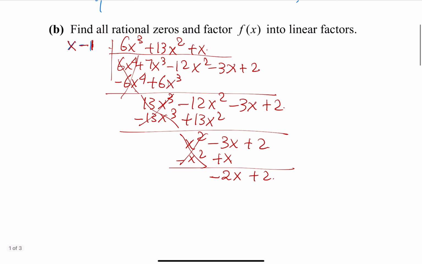Now, which number do I have to multiply by x to give me negative 2x? It's just negative 2. Negative 2 times x is negative 2x. Take the opposite sign, which is positive 2x. Okay. Do the same thing. Negative 2 times negative 1 is positive 2. And then you have to take the opposite sign, which is negative 2.